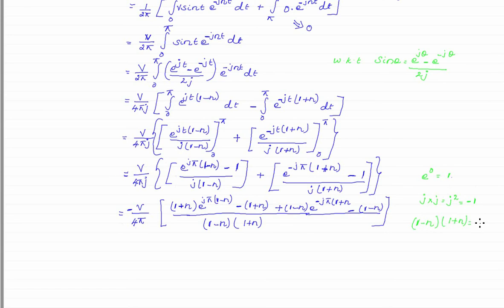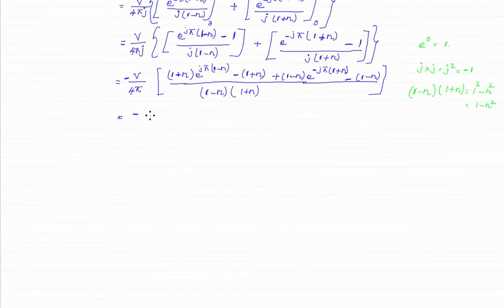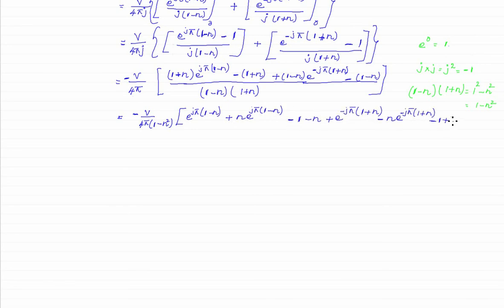We know that a plus b into a minus b is equal to a square minus b square. So that can be applied in the denominator, that is 1 minus n into 1 plus n, which is equal to 1 square minus n square, which is equal to 1 minus n square. In this step, we are going to expand the numerator by multiplying the terms inside the bracket with outside the bracket. Here we are having minus n and plus n, that can be cancelled.